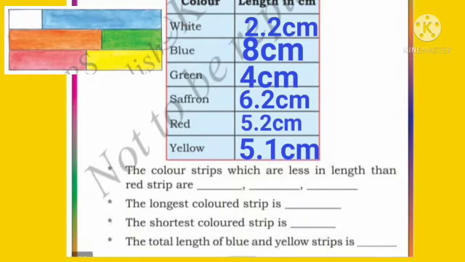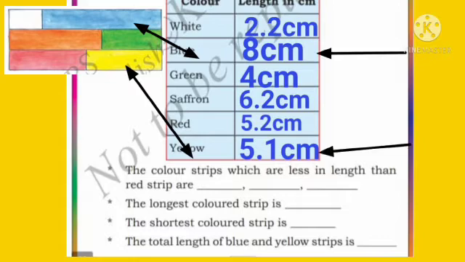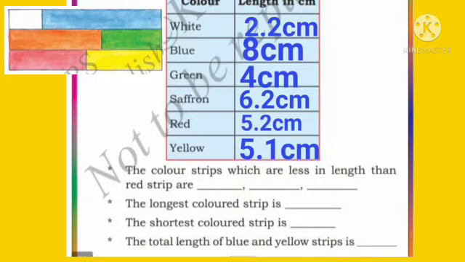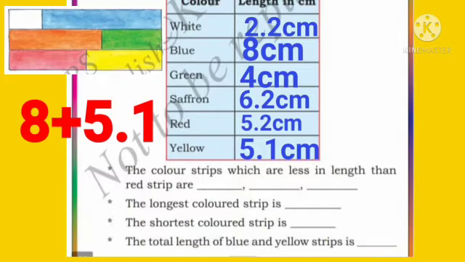The next one is to find the total length of the blue and yellow strips. The length of the blue strip is 8 cm. The length of the yellow strip is 5.1 cm. The total length of the blue and yellow strips is 8 cm plus 5.1 cm, which is equal to 13.1 cm.